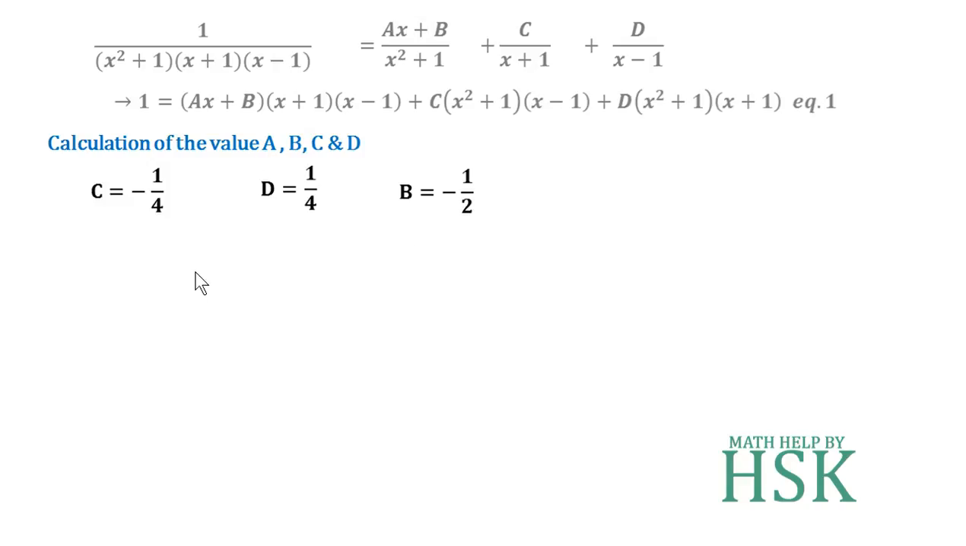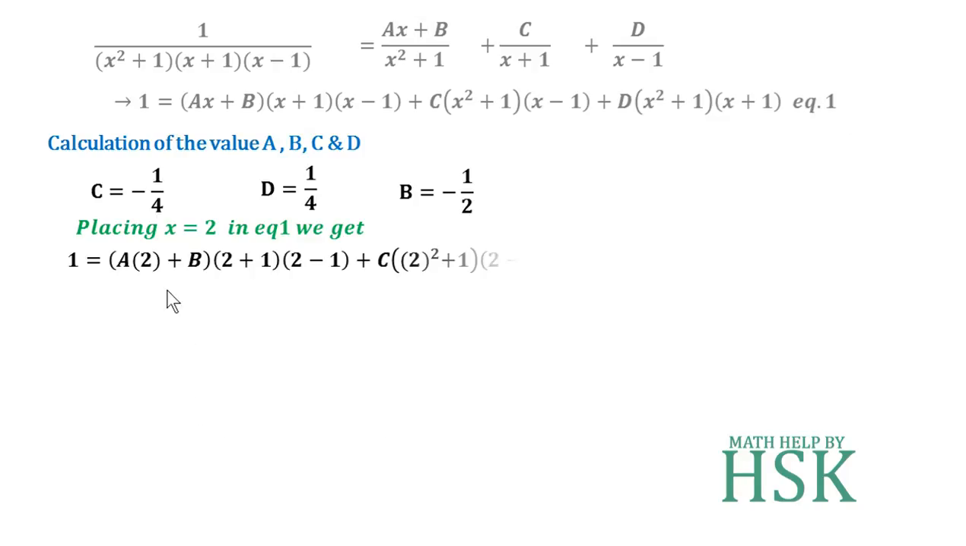Now for the value of a, I'm going to place x is equal to 2. Okay, so this is the only easy value left for us because we have placed 0, 1 and minus 1. Now the easiest value which we could place in this equation is 2. So placing x is equal to 2 in this equation, I'm going to get 1 is equal to a into 2 plus b into 2 plus 1 into 2 minus 1, c into 2 square plus 1 into 2 minus 1, d into 2 square plus 1 into 2 plus 1.